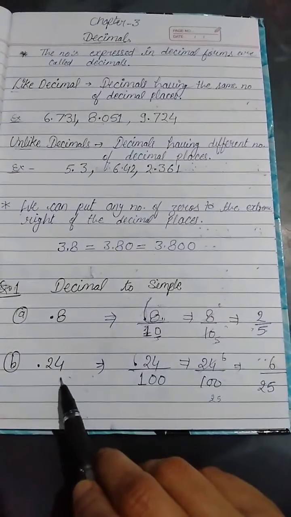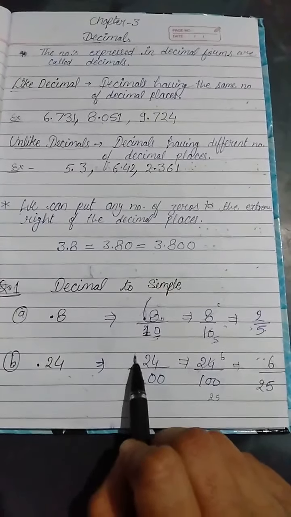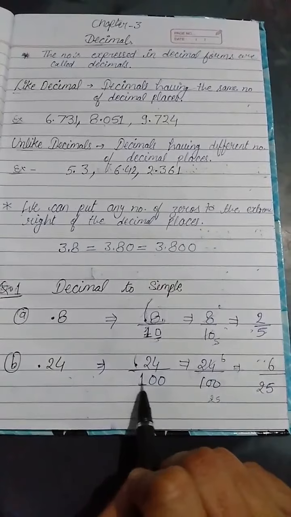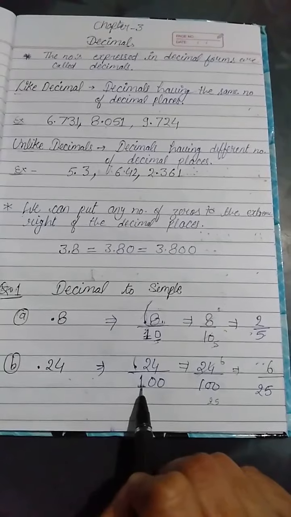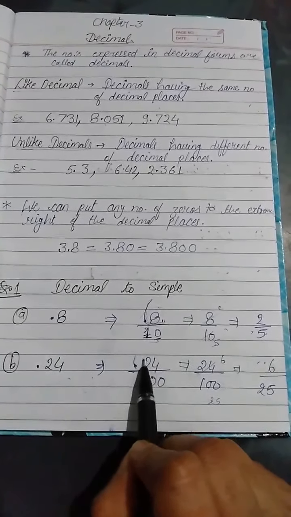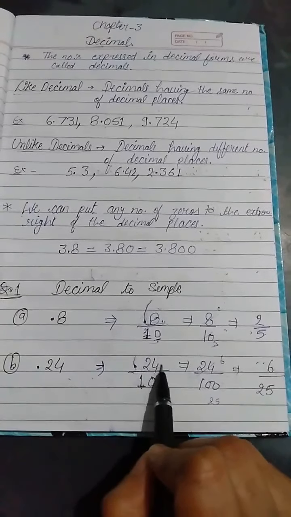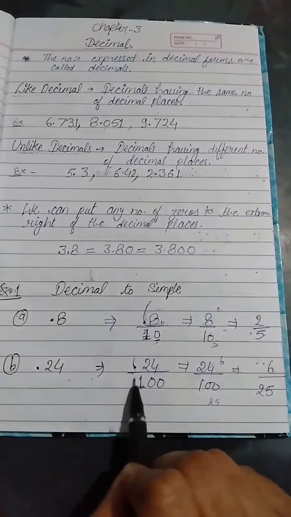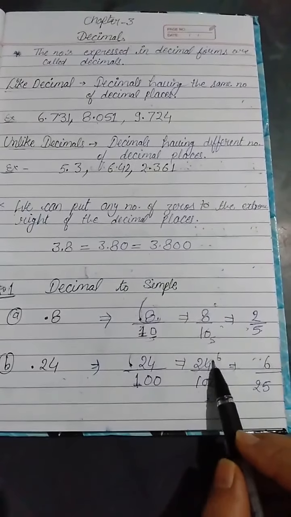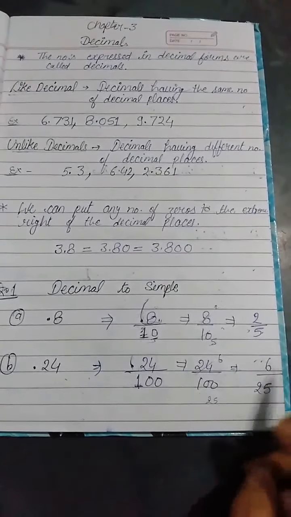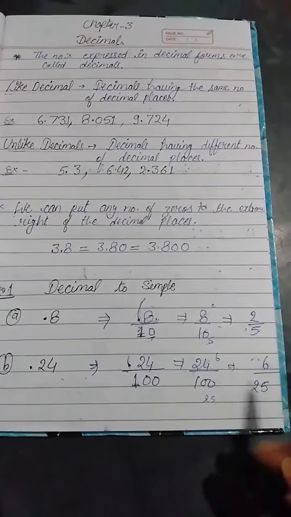Next is 0.24. Write down 0.24. Then after removing this point, put 1 in the denominator. Now see how many numbers are after the point: 2 and 4. That means there are two numbers. Now put two 0s in the denominator, so this will become 100. That means the number is 24 upon 100. Then change it into smallest form. After dividing by 4, this will become 6 upon 25.